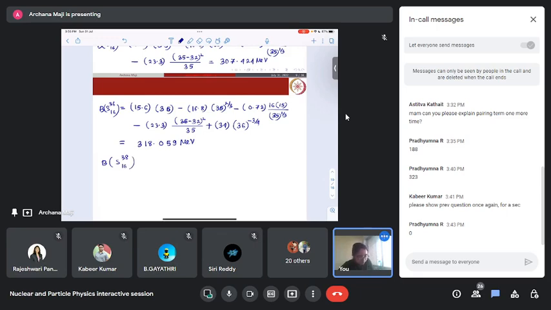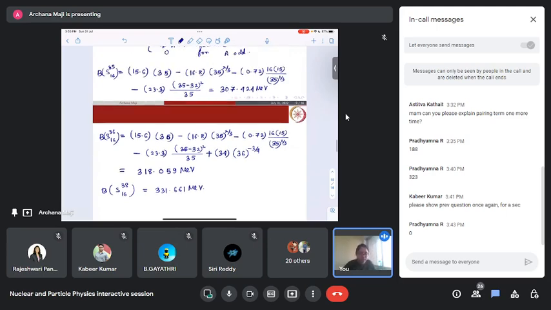Here you need to replace A with 38, and the answer you will be getting is 331.661 MeV. But just looking at this binding energy, you will not be able to say which one is more stable. All you need to find is binding energy per nucleon.